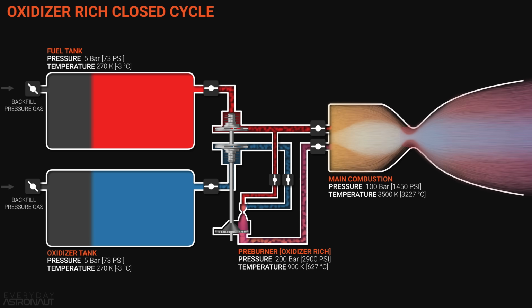And what's our rule? Pressure always flows from high to low. So the pressure inside the pre-burner needs to be much higher than the combustion chamber. That way, when the pressure drops across the turbine and then drops again in the injector, it's still coming into the main combustion chamber with some margin of safety.